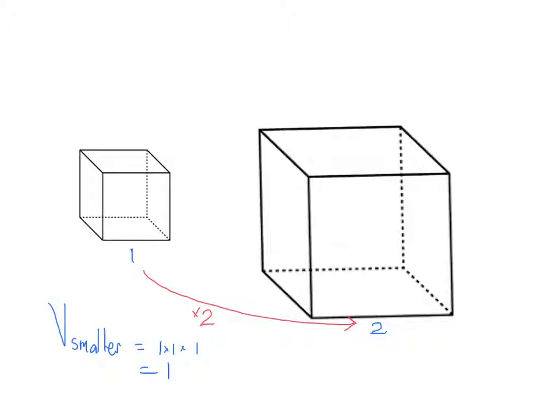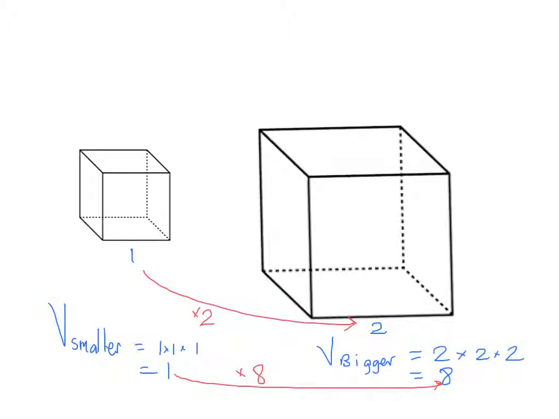And the volume of the bigger cube is going to be 2 times 2 times 2, which is 8 cubic units. So now, going from 1 to 8, our scale factor has clearly changed. Now, our scale factor is 8. So what is the relationship between the scale factor of the dimensions and the scale factor of the volume? Did you manage to pick that up? Well, if not, I'll let you know.